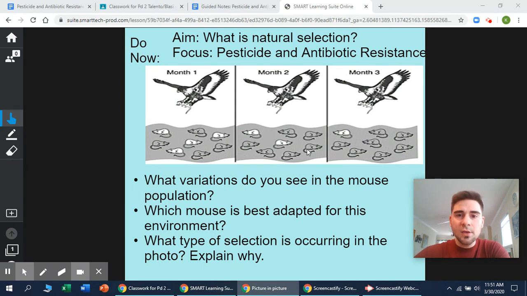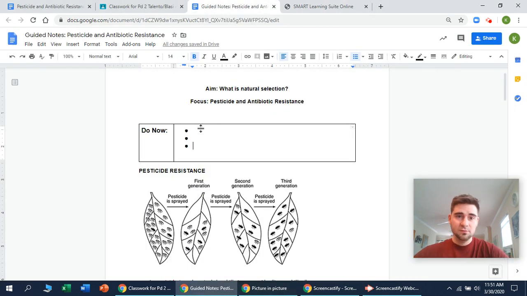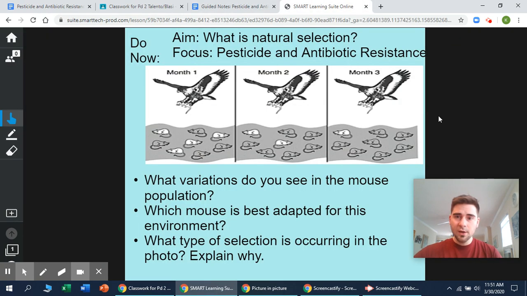So go ahead and look at this picture here, right? It's showing over a 3-month time span we have this predatory hawk and these prey mice. So the hawk eats the mice. Over time, you're seeing that the mice change, right? And so what I want you to do is answer these 3 questions under those 3 bullets in your guided notes. Okay, so the first question, second, and the third. Go ahead and pause. Take a moment to answer these, then we're going to go over it.